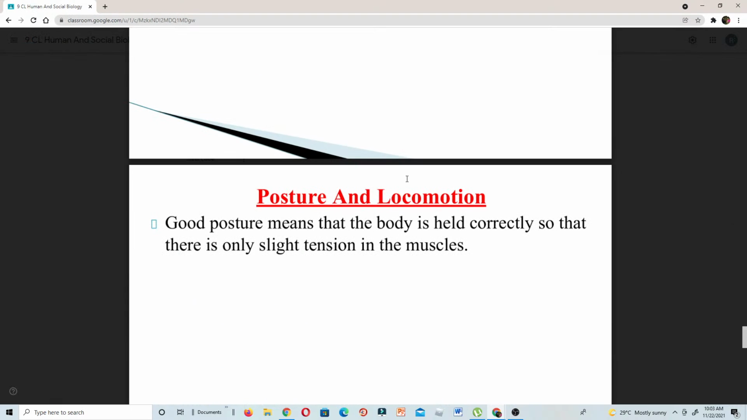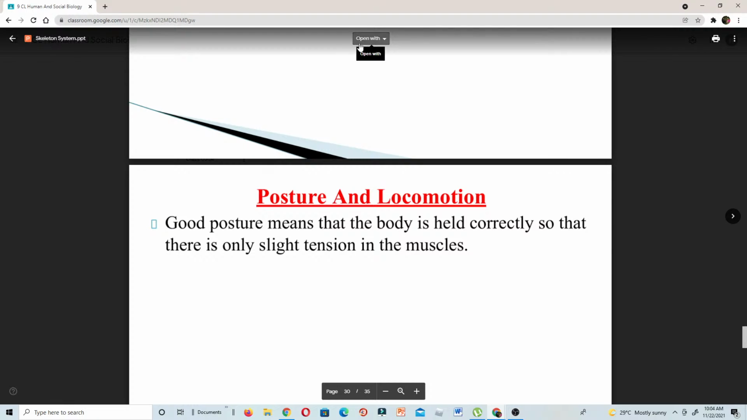Now, in terms of posture, it is basically the position in which you have the human body, whether you're sitting, walking, or if you're lifting up some weight. There is, of course, a right way and there's a wrong way of doing that. Let's say, for example, you're standing. They normally say that the body weight should be evenly distributed between both legs. That is if you're standing.